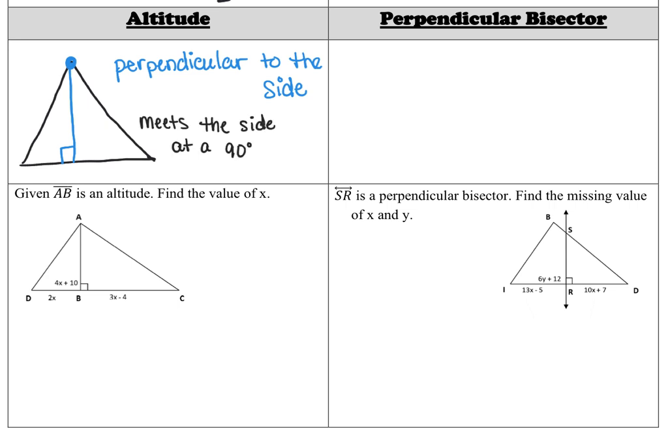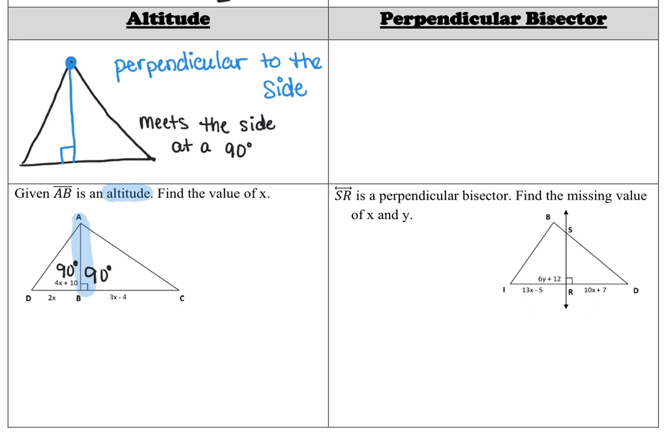So when I look at our example right below where it says AB is an altitude and we want to find the value of x, I'm going to highlight that altitude. And remember, the only thing we know by definition is that line is going to meet at a 90-degree angle. So I'm going to fill in that 90 degrees right here. And really, you can fill that in on either side.